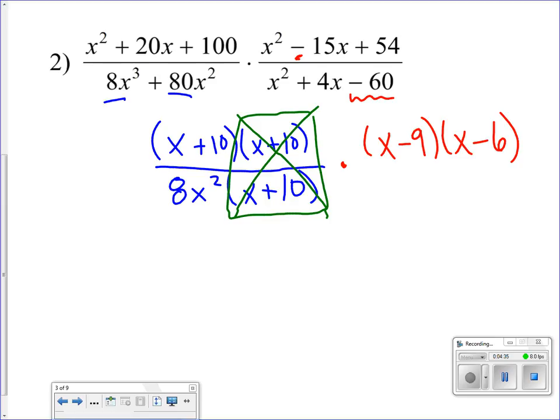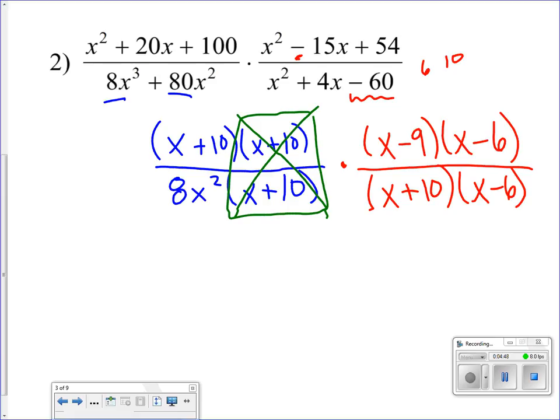So I'm thinking 60 is 6 and 10, and if I make the 10 positive and the 6 negative, that'll get me to my positive 4. So again, I notice, hey look, there's a factor that simplifies to 1. Isn't this a lot easier to multiply?